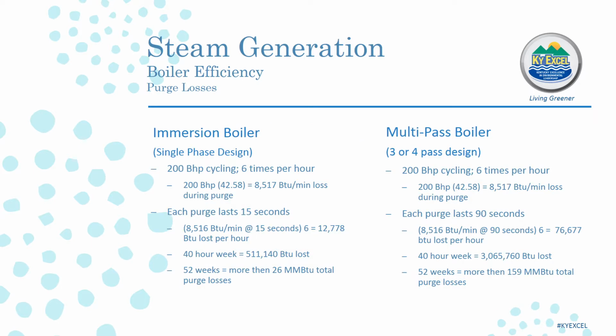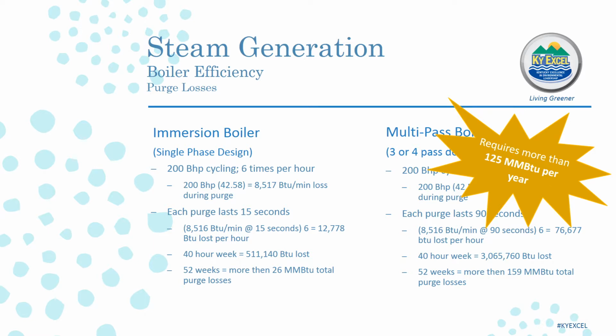On the screen is a comparison of purge losses between an immersion boiler and a multi-pass boiler. As you can see, the immersion boiler's purge losses are around 13,000 BTU per hour, while the multi-pass boiler purge losses are closer to 76,000 BTU per hour. This is a difference of roughly 63,000 BTU per hour. Over the course of a year, the multi-pass boiler's total purge losses could be more than 125 million BTU greater than the immersion boiler.